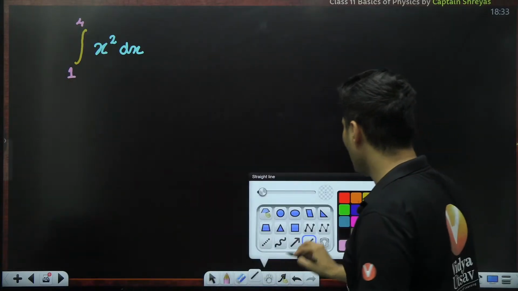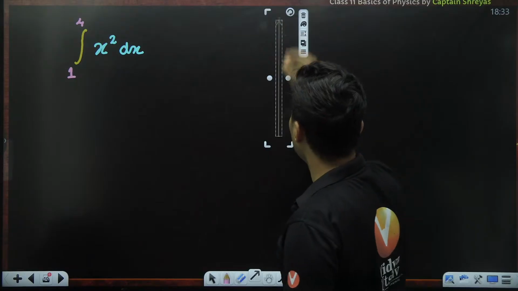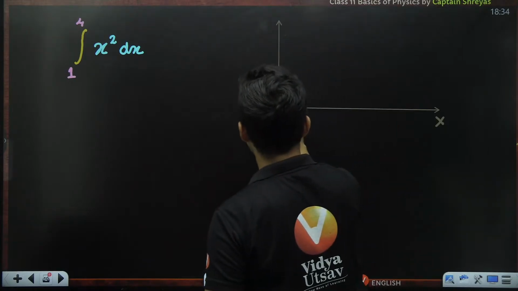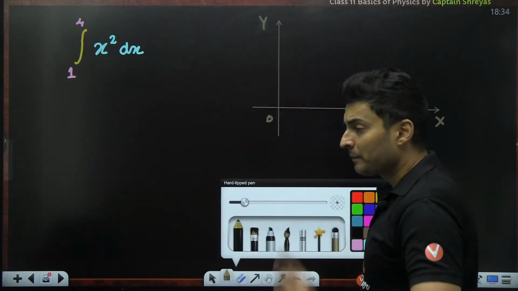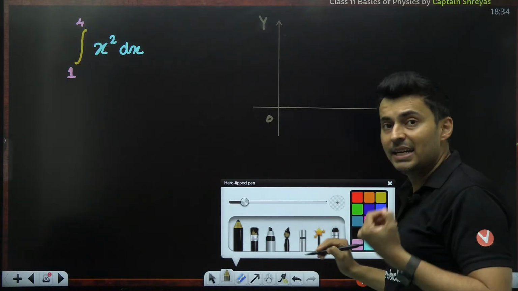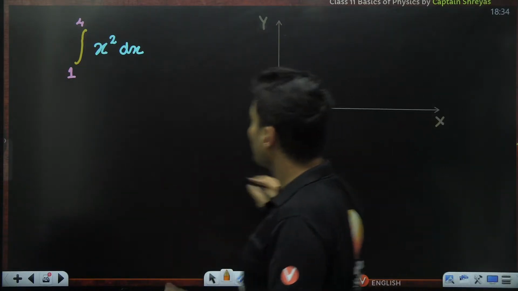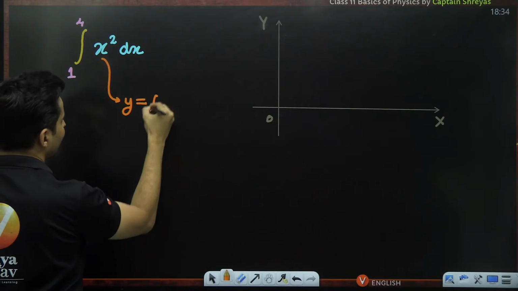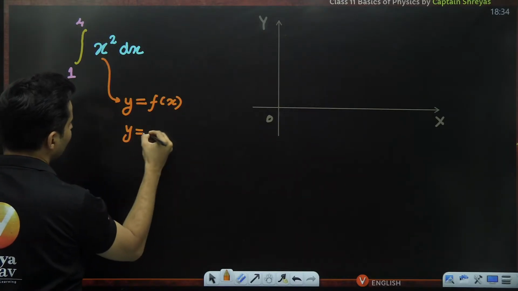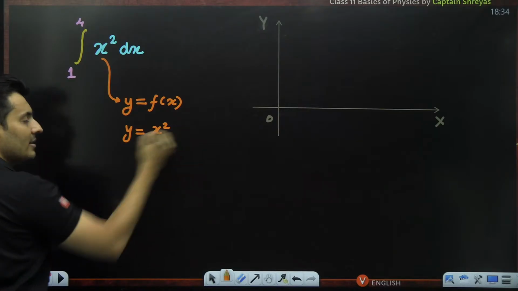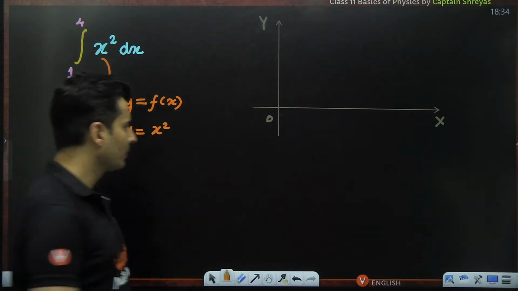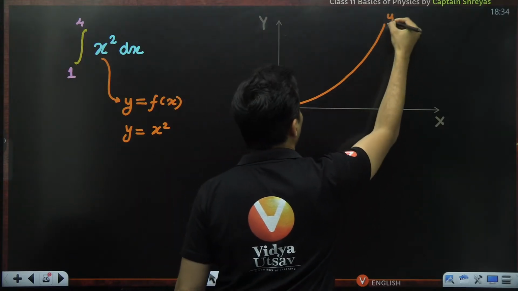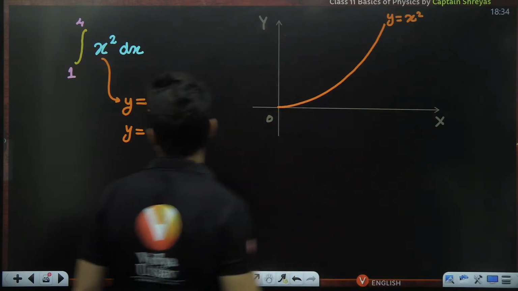Think about it purely in the graphical way. This is your x-axis, this is your y-axis. Whatever multiplies by dx is exactly our function. So this x square which you are seeing is basically your y. So y as a function of x is only x square. It is a quadratic equation, it is going to be a curve. That curve will probably look something like this. That is your y is equal to x square.